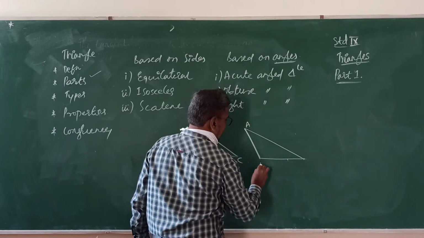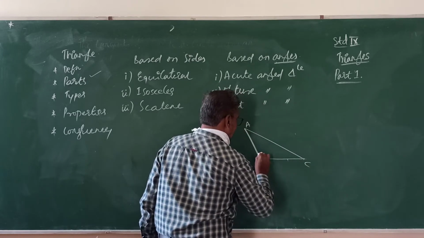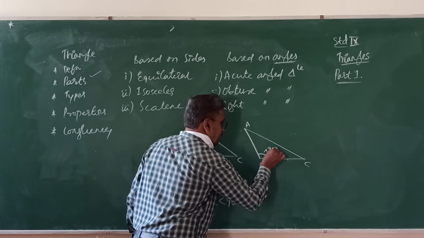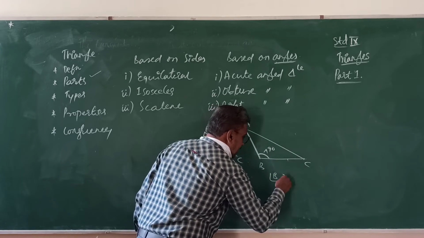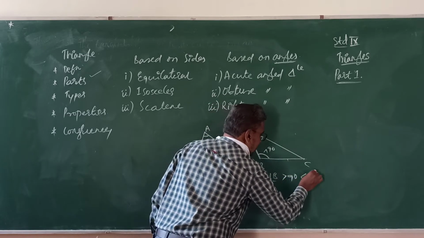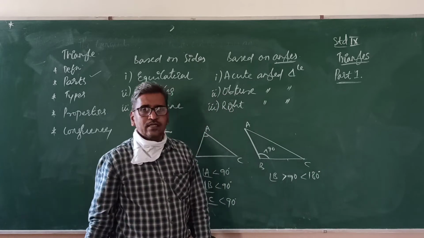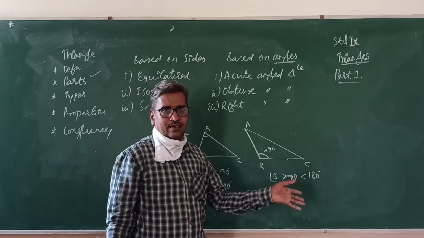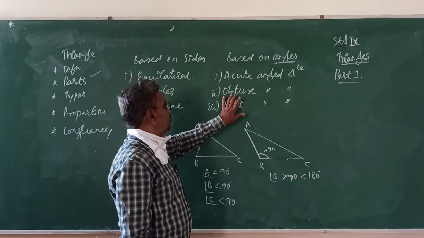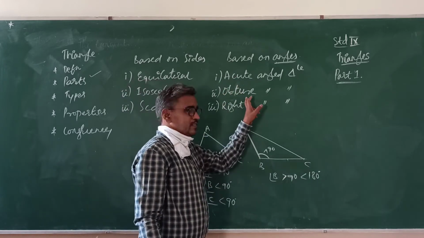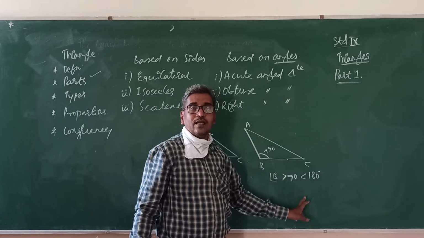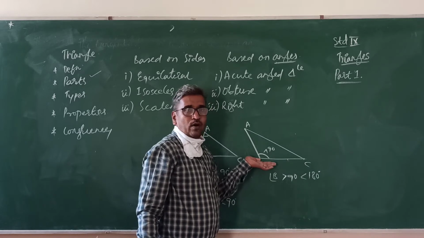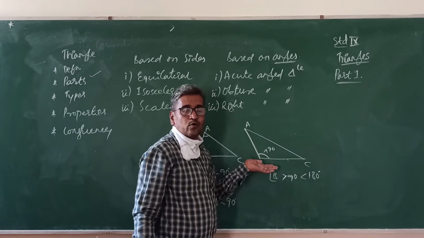Here are angle A, angle B, angle C. One angle is obtuse, greater than 90 degrees. Angle B is greater than 90, less than 180. It is not possible to draw a triangle with a 180 degree angle. So there are only three types: acute, obtuse, and right angle. Obtuse means more than 90 degrees, less than 180. So only one such angle is possible.